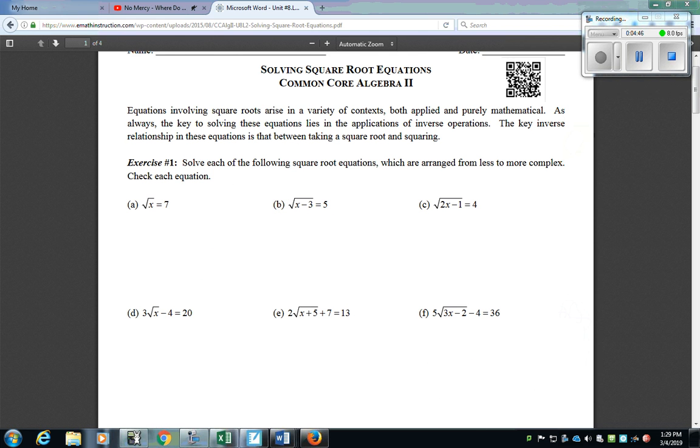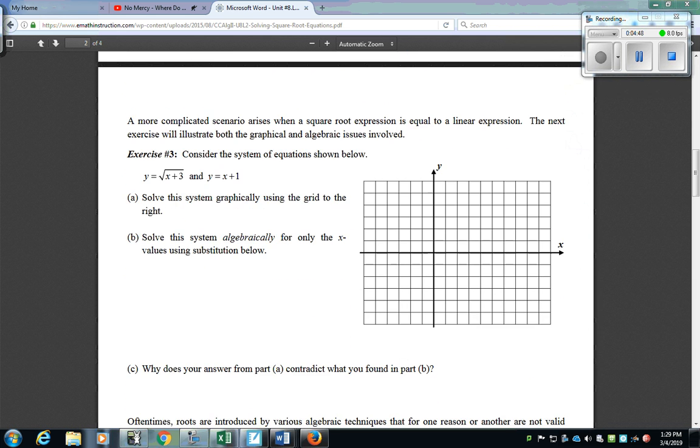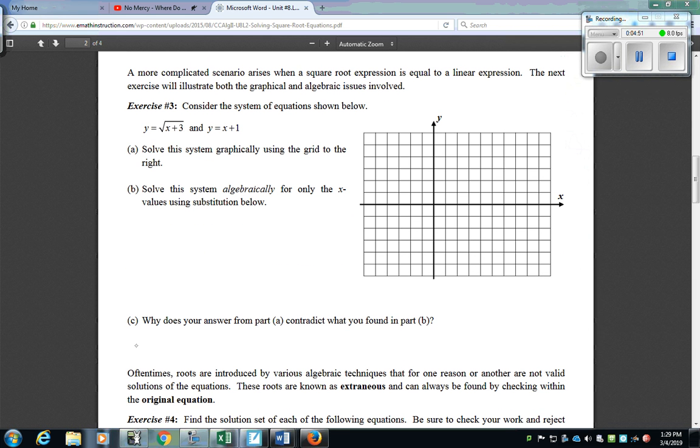So if we go over to the back of this page, look at exercise number 3. It says consider the system of equations shown below. So we're going to graph each of those onto this grid. Now x plus 1 I know, because it's got a y-intercept of 1 and a slope of 1. So I'm going to go ahead and throw that one in. I'll draw that. That's y equals x plus 1.